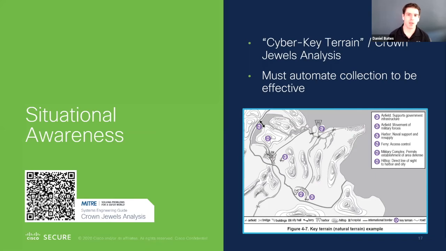Key terrain in the cyberspace realm, the current term is cyber key terrain, can be a physical device like a core router or an HVAC system, or it could be a logical construct like authoritative DNS servers. What will actually serve DNS records for the resources that I own, or privileged accounts or databases?